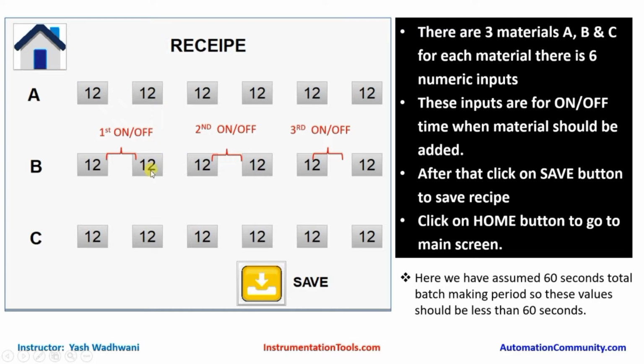You can see we have to enter the data for material A, B and C, and finally save this recipe. But what data are we going to insert in these numeric entries? Here I have written the first on off time, that means at which time this solenoid valve will become on, and at which time it will become off. For example, if I write 5 over here and 10 over here, that means it will start at 5 seconds and stop at 10 seconds.